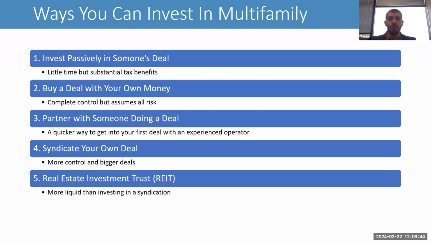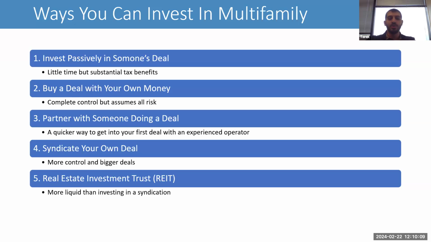The third way is to partner with someone else who's already doing a deal. This is a very quick way to get your foot in the door and get started if you're an inexperienced investor, and you get to participate with someone who hopefully is an experienced operator. Number four, you can syndicate your own deal. It gives you full control of the deal, as well as lets you get into bigger deals, and you get to spread out the risk amongst a pool of investors who may be interested in joining you.